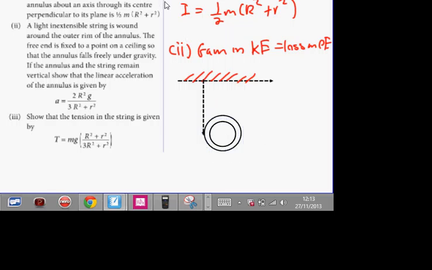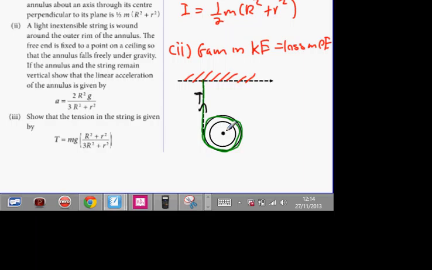Now, it's wound around the circumference, is that what it says? It falls freely under gravity around the outer rim of the annulus. So, I'll draw this string in green. So what we're doing next is green gets wrapped around, and then it's going to fall under gravity. Now, the forces are tension, we have tension going up.